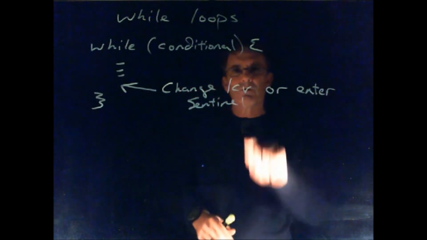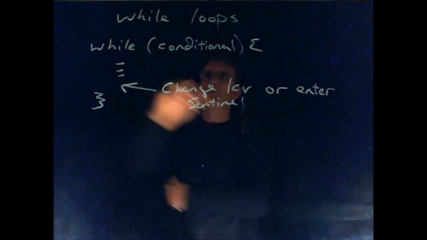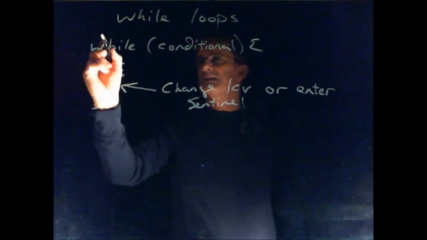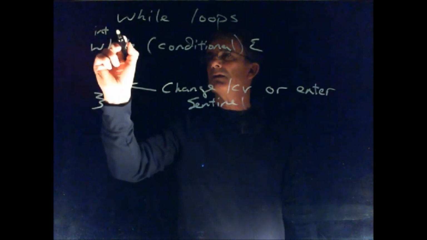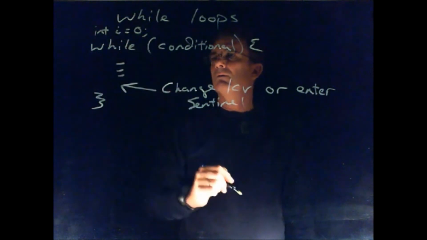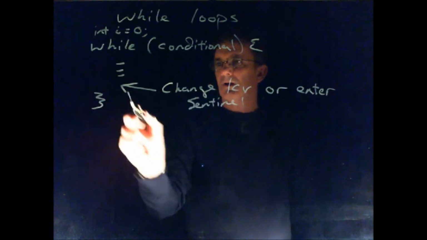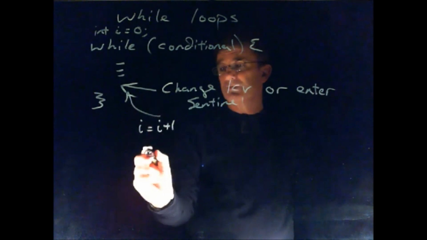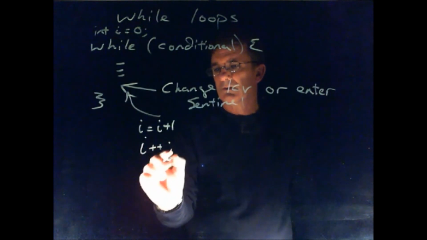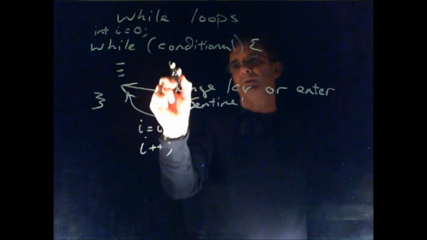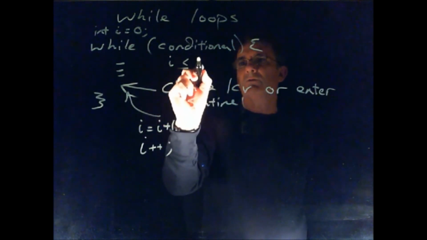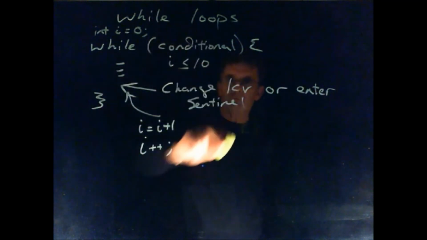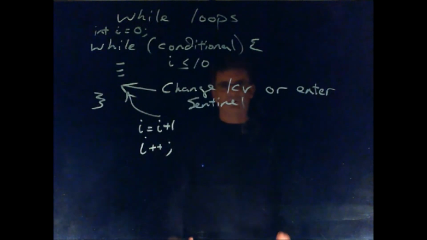As I said before, if we're using the loop control variable, it's got to be initialized up here. So using the loop control variable, I might say something like int i = 0. In here, I would say i = i + 1. Another way of saying this is i++. And then our conditional might be as long as i is less than or equal to 10, something like that. And then this loop will execute so many times.